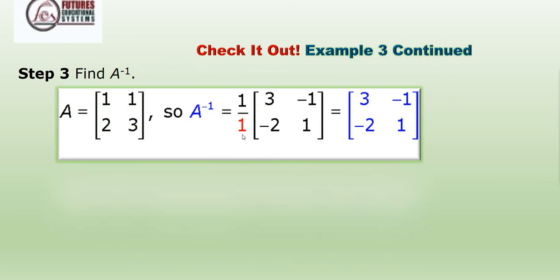And put the determinant as a denominator, 1 over 1, for the matrix. Again, exchange the main diagonal, 1, 3. Exchange the position of the main diagonal and change the sign of the second diagonal. When we multiply 1 by each term, we get 3, negative 1, negative 2, and 1. This is A inverse.